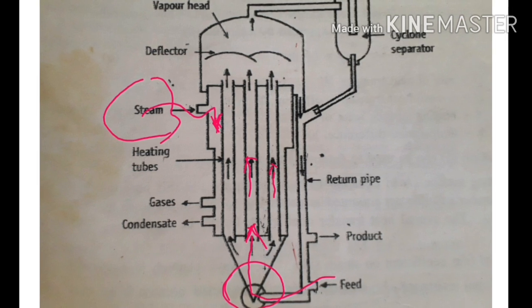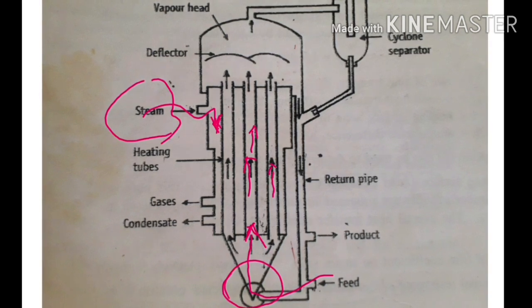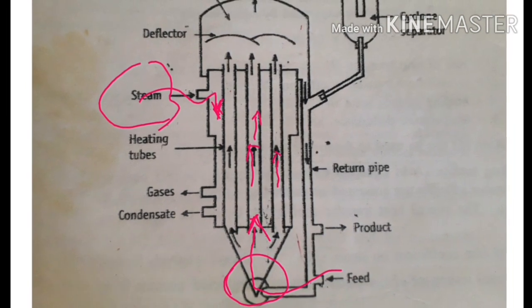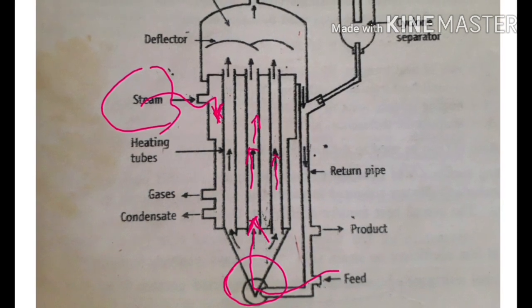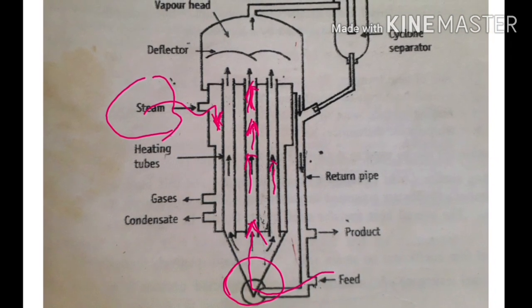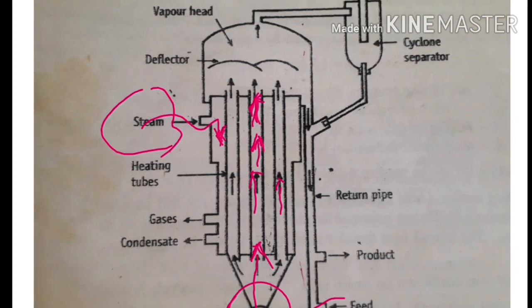During this journey, the liquid feed absorbs heat from the steam. Actually, the steam is present inside the calandria. So the liquid feed absorbs heat from the steam, gets heated and starts to produce vapor. This vapor and liquid pass through the tubes and finally rush out of the tubes at a high velocity. This vapor-liquid mixture strikes the deflector, which throws the liquid downward.